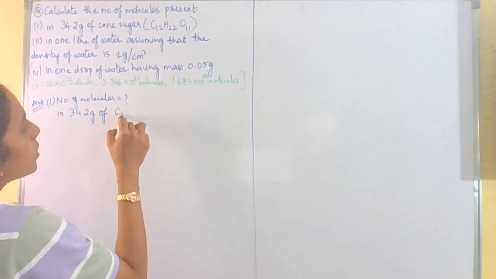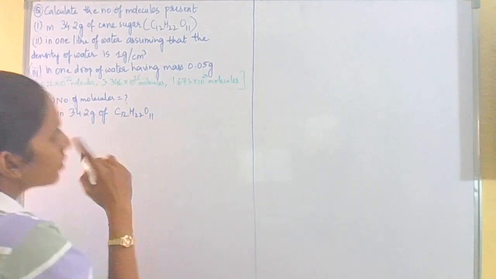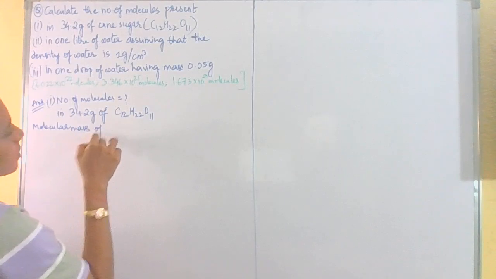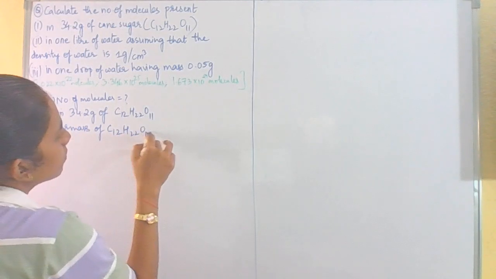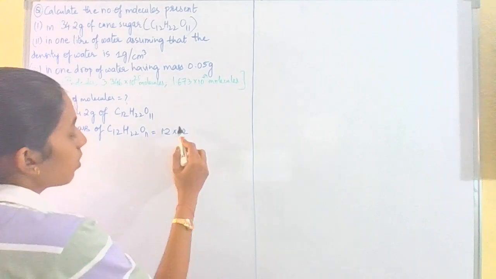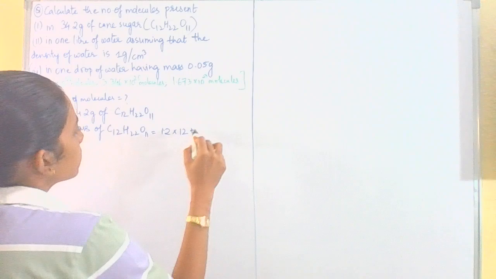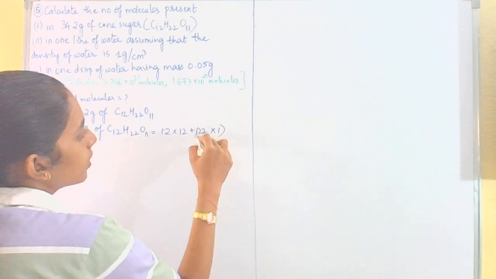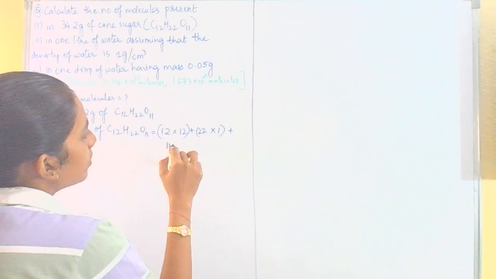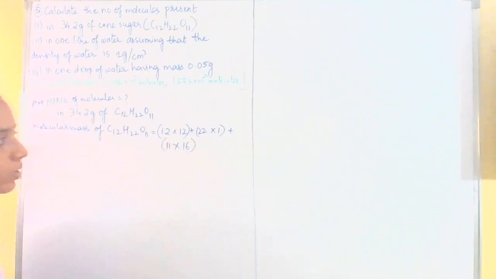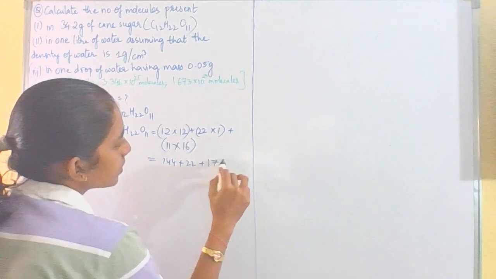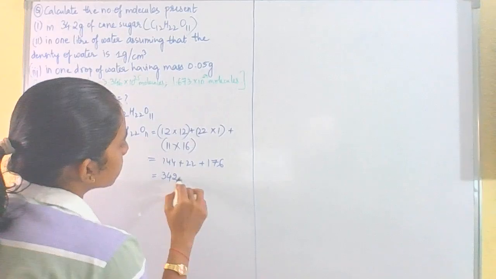The cane sugar formula is C12H22O11. First we'll calculate the molecular mass of C12H22O11, which is equal to 12 carbons into 12, 12 is the atomic mass of carbon, plus 22 hydrogens into 1, plus 11 oxygens into 16, 16 is the atomic mass of oxygen, which is equal to 144 plus 22 plus 176, which is equal to 342 grams.